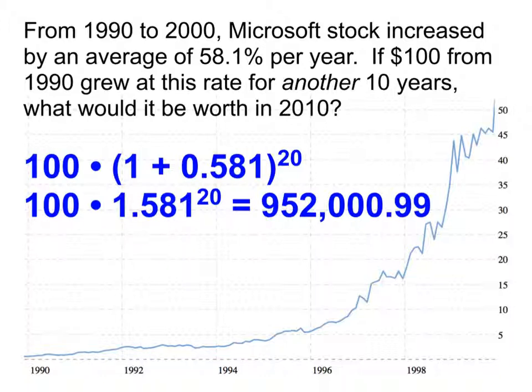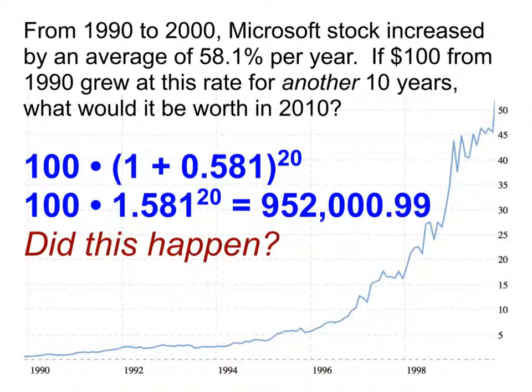And so this is what people were seeing happening. They were like, wow, for the first 10 years, this thing's gone through the roof. It's going to go up to like a million. My $100 is going to turn into a million if I get in on this. It crashed. So the question is, did that really happen? No. And as you can probably guess, there was a little hitch in this plan.